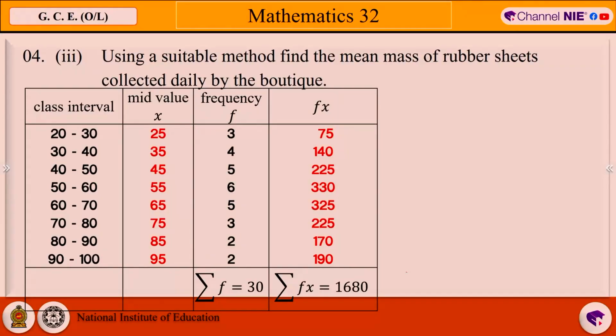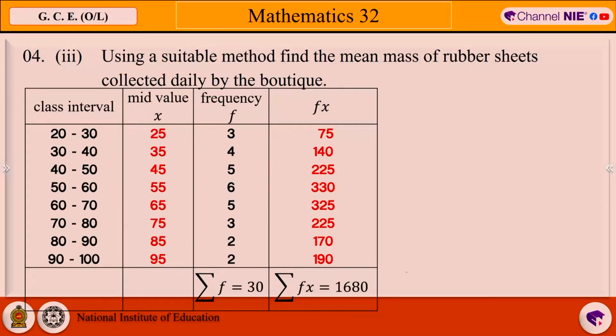In the 30 to 40 class interval, 35 is the mid value. And also you can see a pattern in the mid value column: 25, 35, 45, 55, 65, 75, 85 and 95. Now, these mid values can be multiplied by each frequency to obtain the fx value.